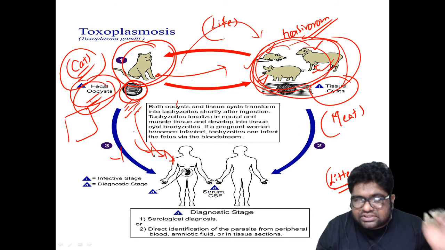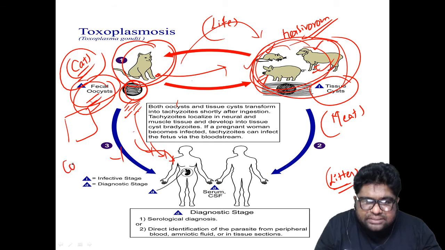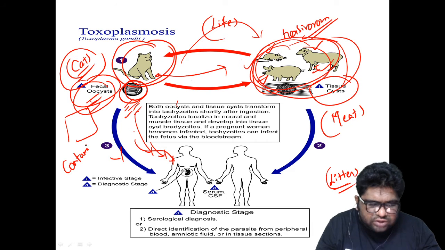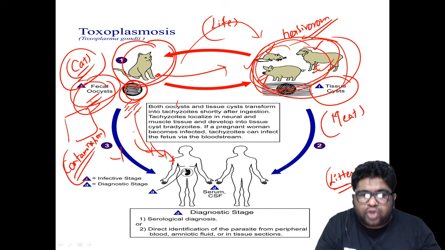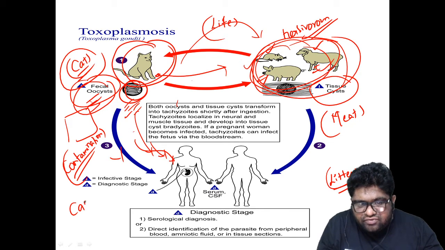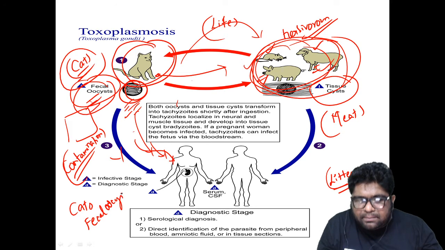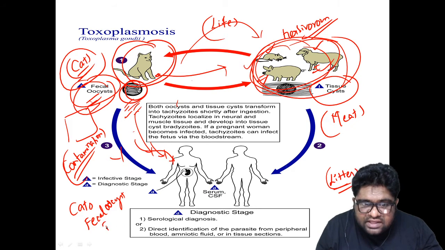So the difference is, if you are going to get it from the cat, it is by contamination. I'm using the right kind of words. Please watch it very carefully. If cats are the source, you get fecal oocyst, and the method is ingestion.